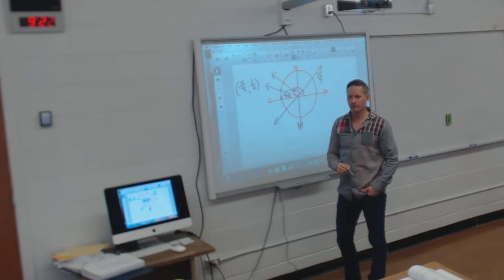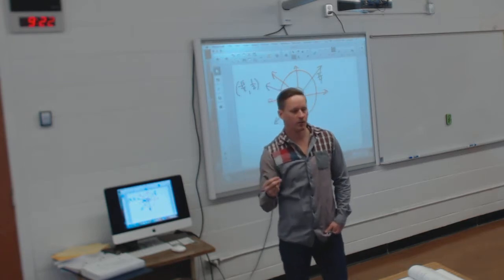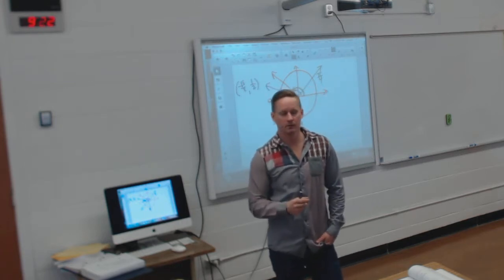Is that right? What would be 3 pi over 2? An approximation. Think it through. What would be 3 pi over 2? 1.6.